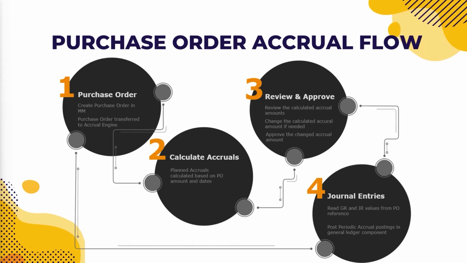The second step is calculation of the proposed or planned accrual amounts. Depending upon the accrual method that is assigned to the accrual object, whether it is dependent on the delivery schedules entered in the purchase orders or whether it is a linear distribution, the accrual engine calculates the planned amounts for the purchase order accrual object.